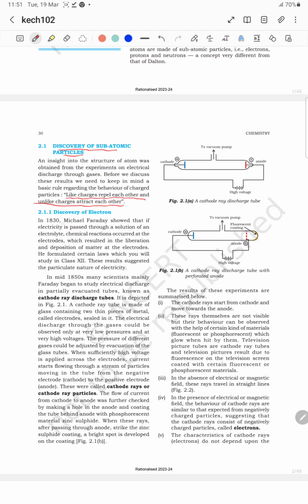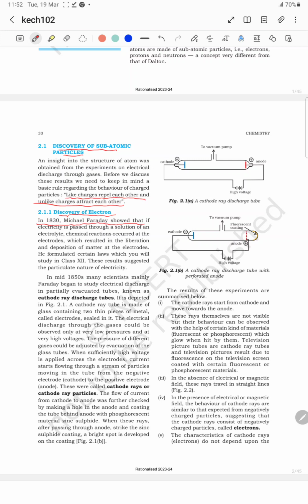First subtopic is discovery of electron. In 1830, Michael Faraday showed that if electricity is passed through a solution of an electrolyte, chemical reactions occur at the electrodes which resulted in the liberation and deposition of matter at the electrodes. He formulated certain laws which you will study in class 12. These results suggested the particulate nature of electricity.